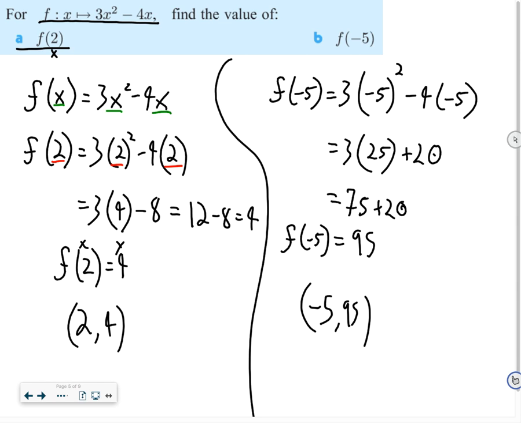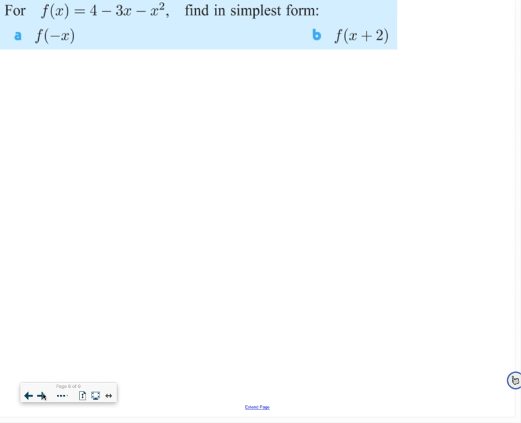Okay. So another example here. Again, using this notation, but notice now I'm inputting a variable, in a and b here. So don't let it throw you off too much. So f of negative x. So that means everywhere I see an x on the left side, I'm now going to replace that x on the right side with negative x squared.